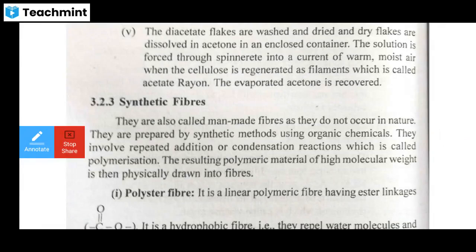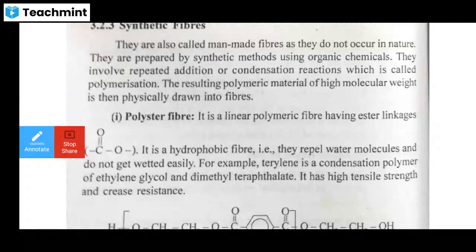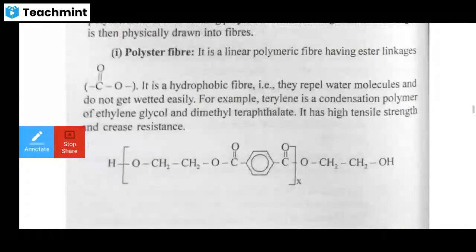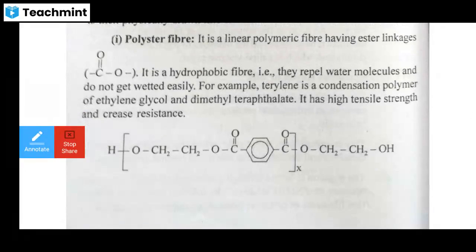Okay, then the synthetic fibers. These are purely synthetic fibers, in which polymers are used. Generally, polyester. We know polyester is a synthetic type of fiber. This polyester has the structure of carbonyl carbons attached to benzene rings. It is a hydrophobic fiber. They repel water molecules.